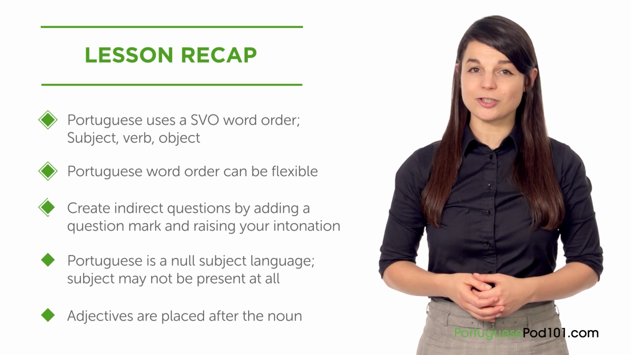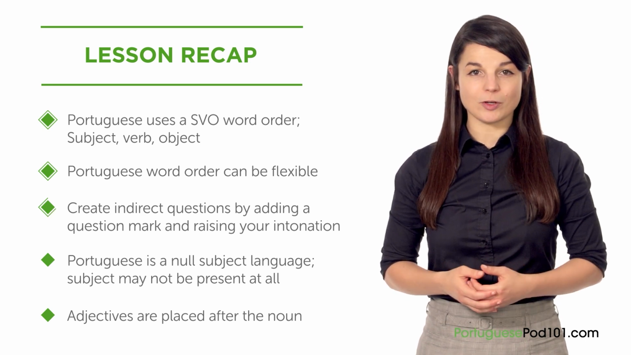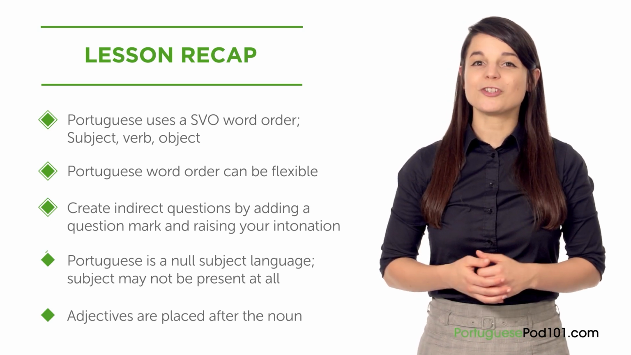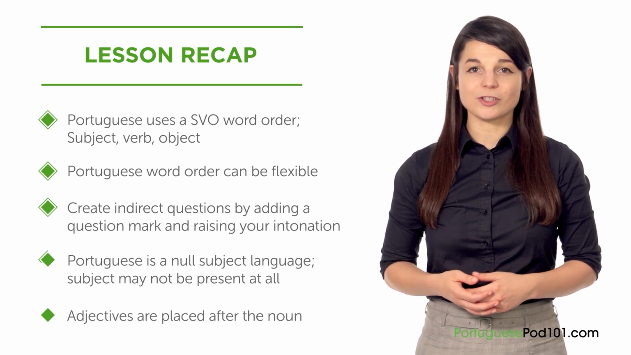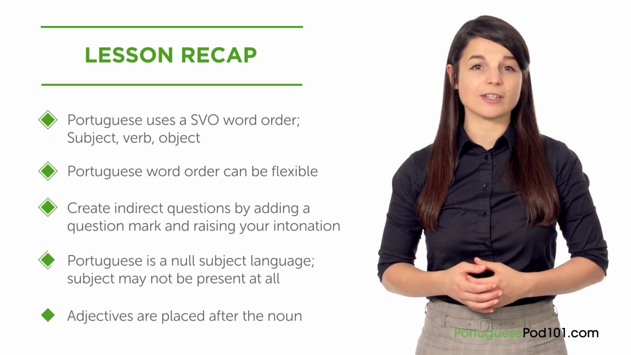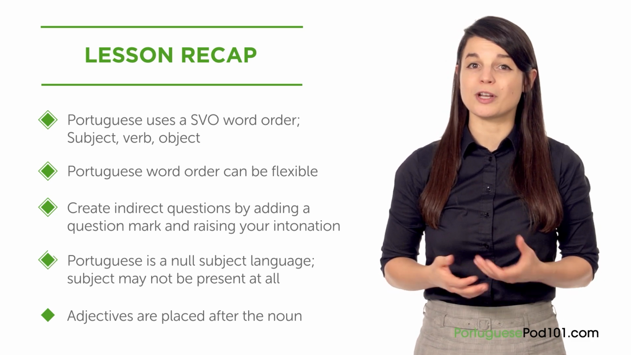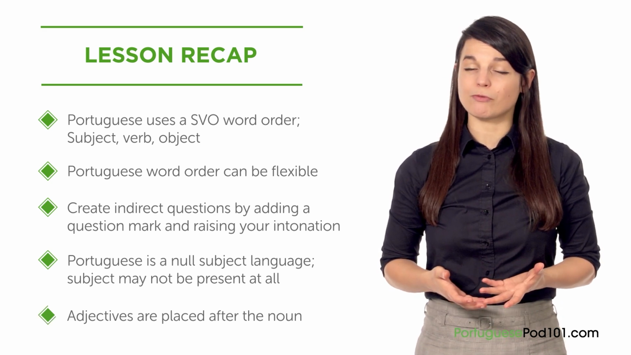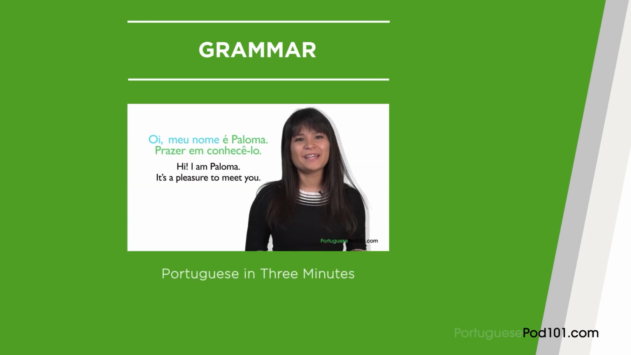To make indirect questions, you should just add a question mark at the end of a statement sentence and raise your intonation. Portuguese is a null subject language, so a lot of sentences may have the subject in a hidden condition or not present at all. Adjectives are placed after the noun and not before, like in English. We've covered only the very basics of Portuguese grammar.